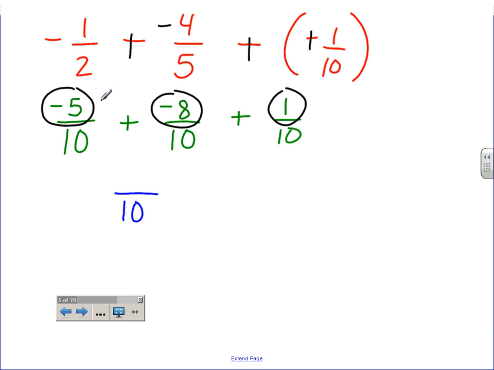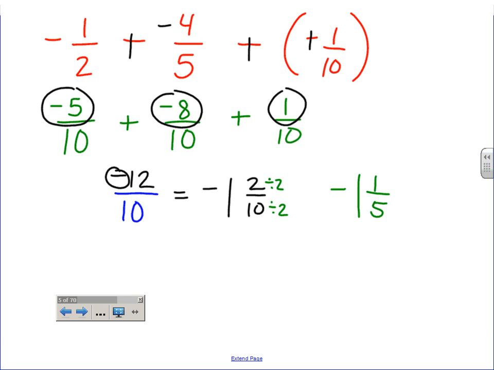So I have negative 5 plus negative 8 plus positive 1. So negative 8 and 5 is negative 13 plus positive 1 is negative 12. All right, it's an improper fraction, so I'm going to change it to a mixed number. So 10 goes into 12 once, with 2 left over, so it's 1 and 2/10, and it's negative. I'm going to look at my answer again. It's still not simplified. I can simplify 2/10, divide by 2. All right, so my final answer is negative 1 and 1/5.